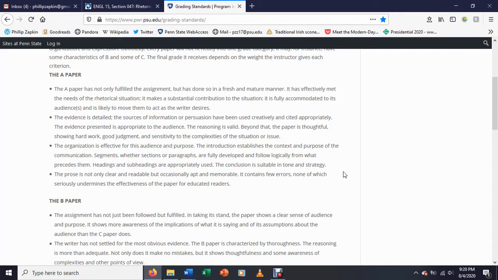The prose is not only clear and readable, but occasionally apt and memorable. It contains few errors, none of which seriously undermines the effectiveness of the paper for educated readers.